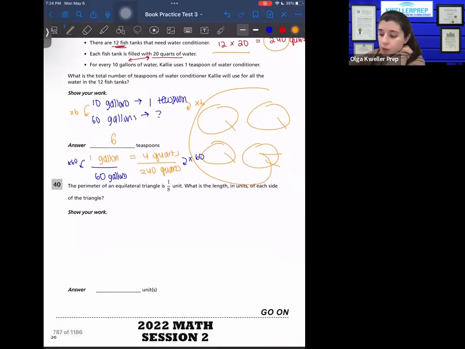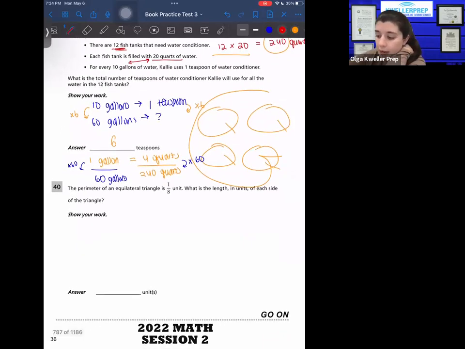Now, question number 2. Equilateral triangle. So we reviewed that language today, right? So equilateral triangle means that all the sides are equal. So we've got 3 equal sides, and they're telling us that they all add up to 1/8. So side plus side plus side is equal to 1/8. So 3 sides are 1/8. How do I figure out what one side is?